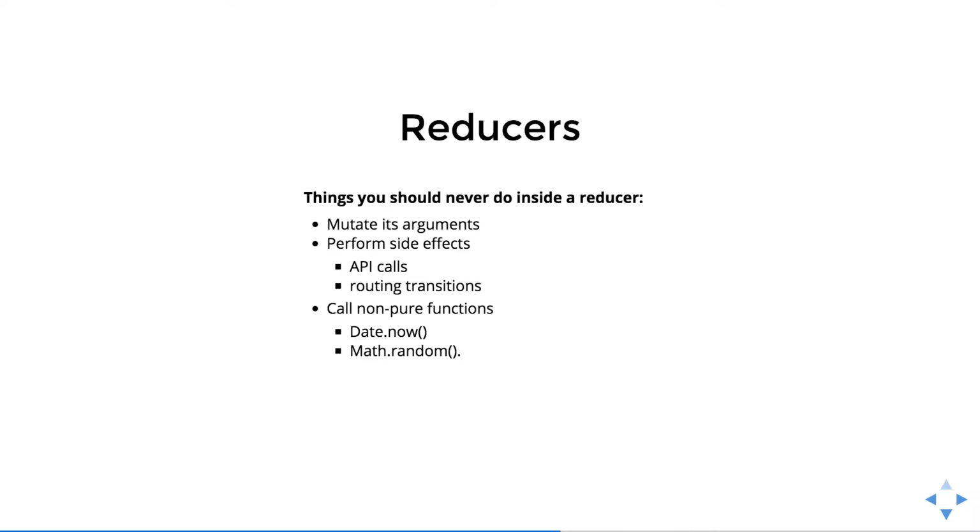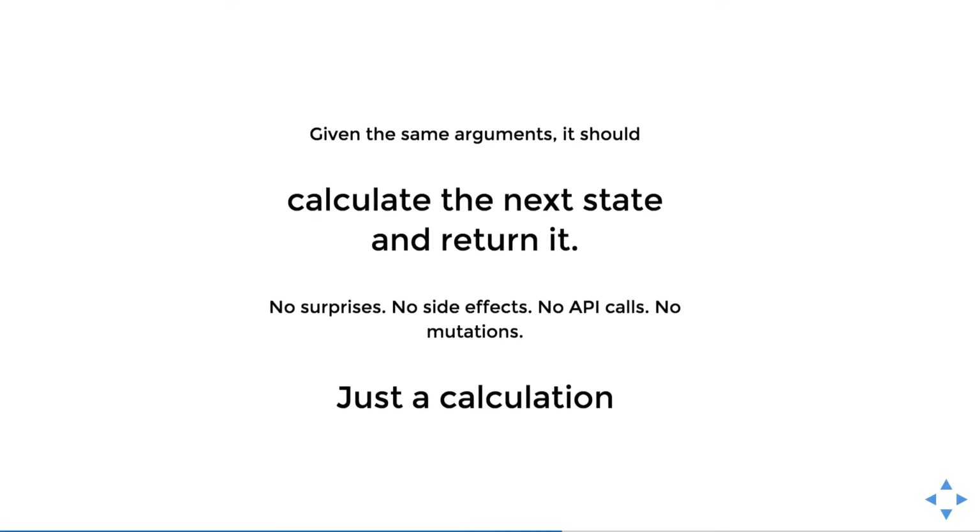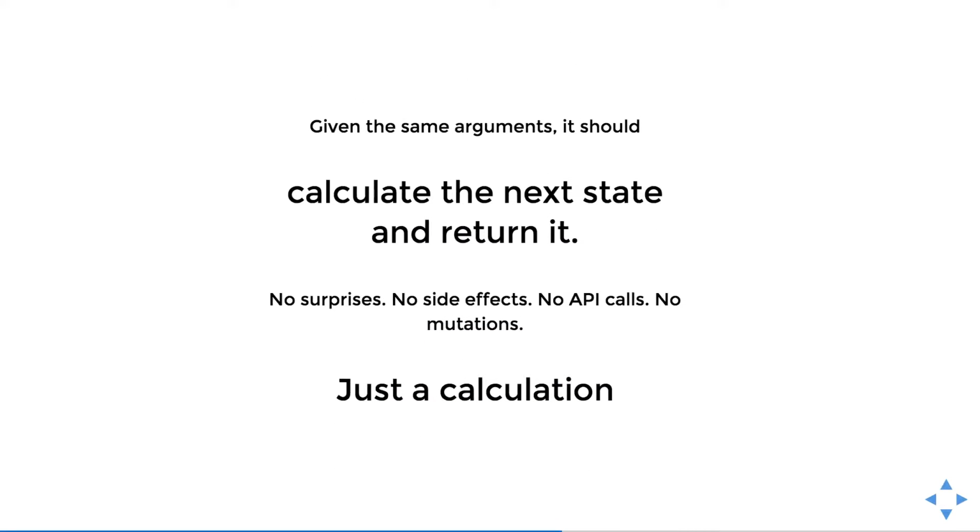And inside there, you don't call non-pure functions, so functions that, when you call them, produce different results every time. This ruins that deterministic behavior, right? So you wouldn't in there call Date.now or Math.random, because that's going to give you different values every time you call it. And basically, to sum up, given the same arguments, it should calculate the next state and return it. No surprises, no side effects, no API calls, no mutations. It's just a calculation. That's all that your reducer should be. It's just a calculation. Make sense?